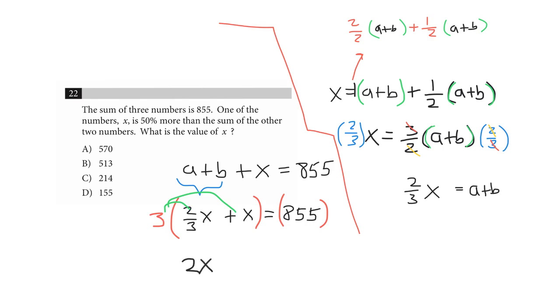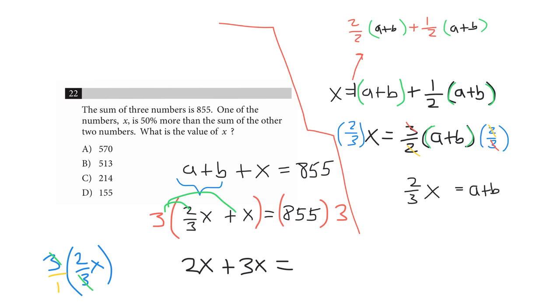In case that's not clear why: 3 times 2/3 x. Well, that's really 3 over 1, and the 3's cancel, leaving me with just this 2 over 1 times x, also known as 2x. That's why it's right here. So that's 2x, and then we have plus 3x. You do want to make sure that you are distributing the 3 there. Then we have equals, now of course, I should have written a 3 here. This 3 gets multiplied to the 855.